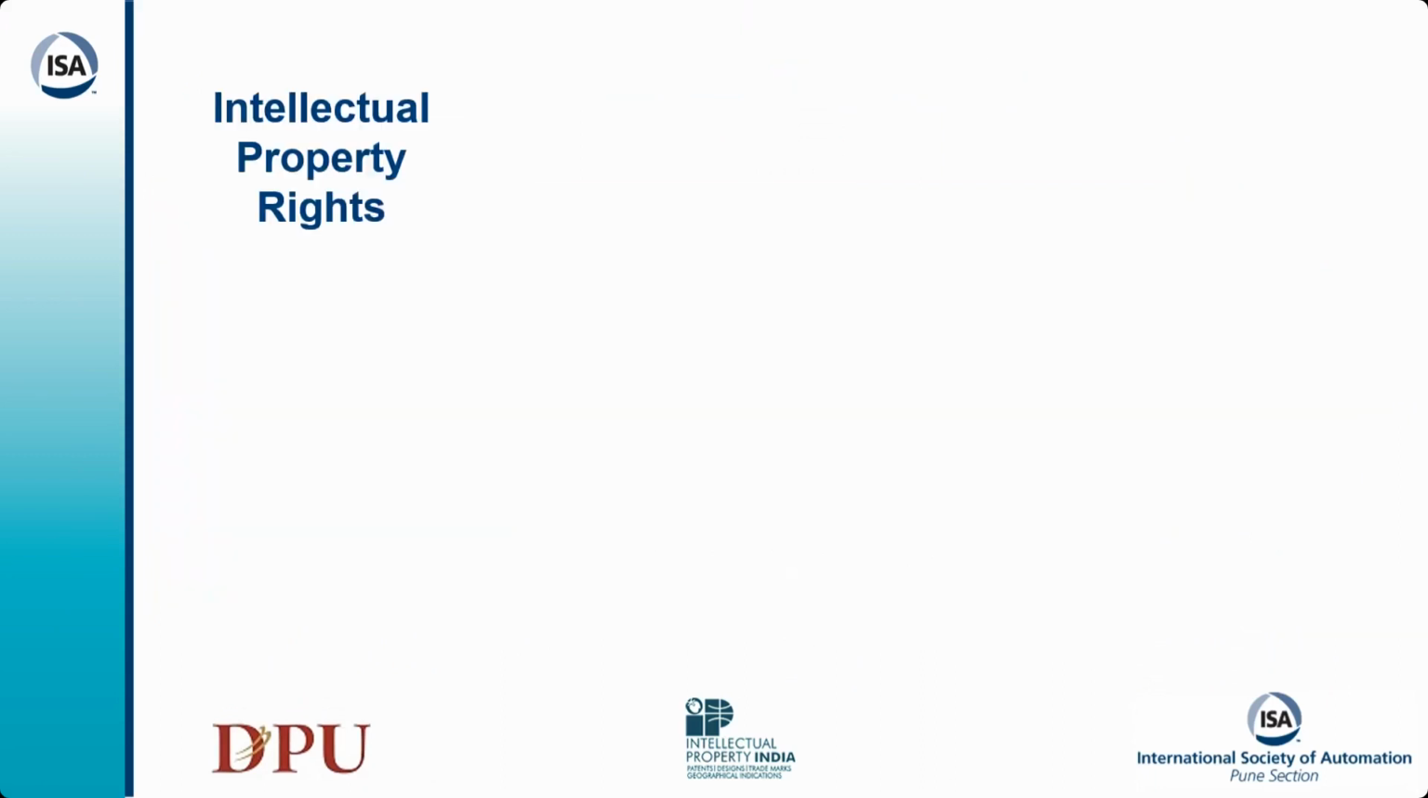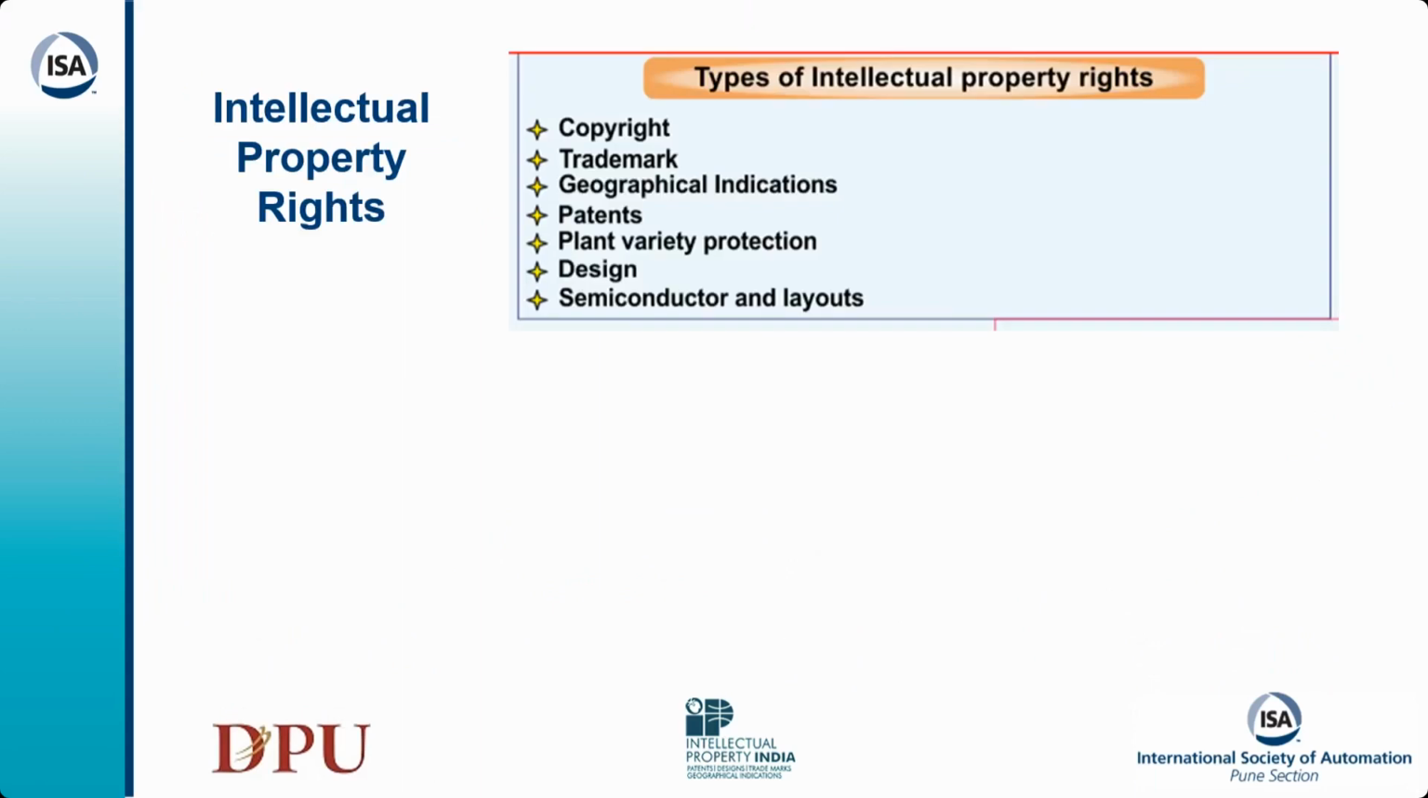So these are the four types of IPRs. Now, earlier intellectual property was limited to four groups. Now it has been extended. Copyright is one, trademark is one, geographical indications, then patents, then plant variety protection, designs, and very recently, semiconductor layouts also can be protected.